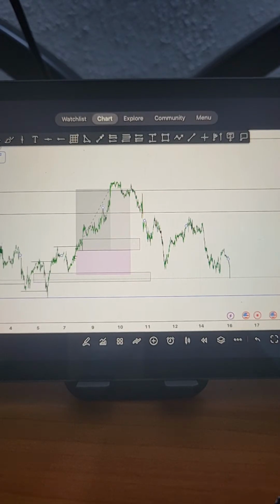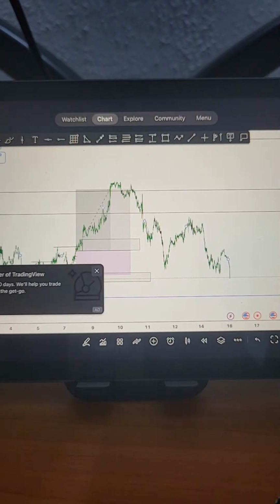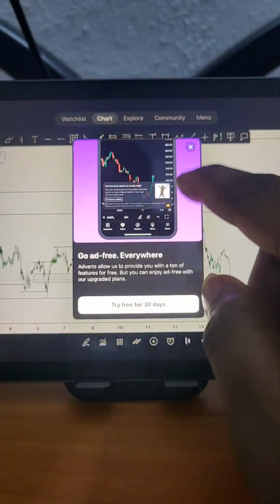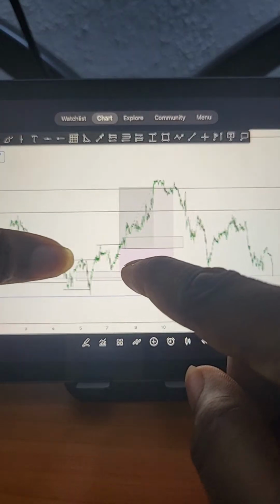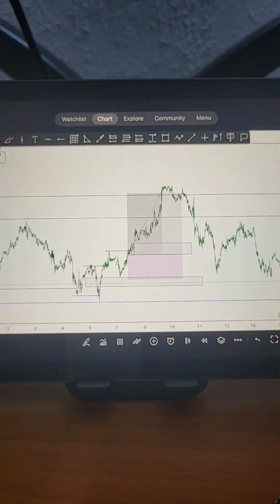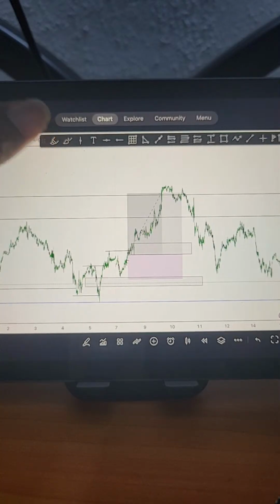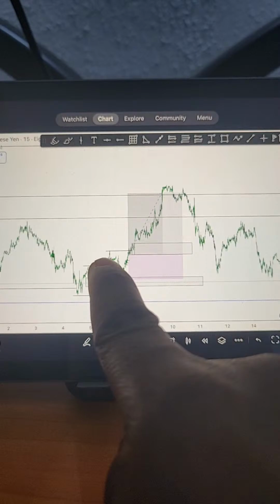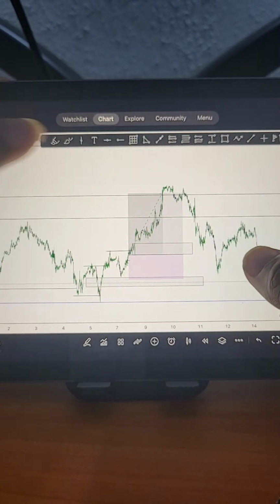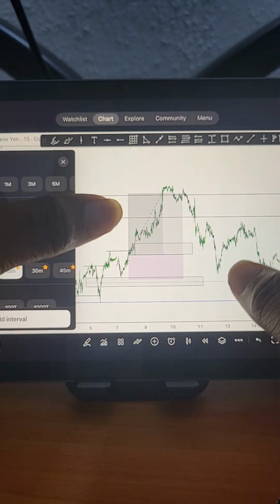So I'm going to be showing you guys some of the trades that I'm currently in right now. I'm going to be showing you some real life trading experience, and I'm currently watching some assets. You can see this particular one is USD JPY here. So I got my entry from around this zone here. Let me zoom in for you so you can see clearly.